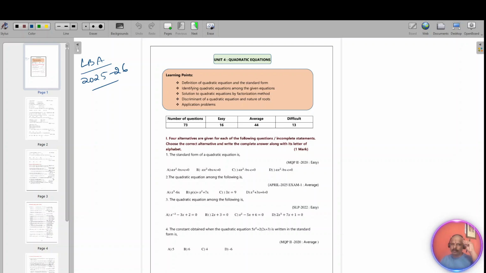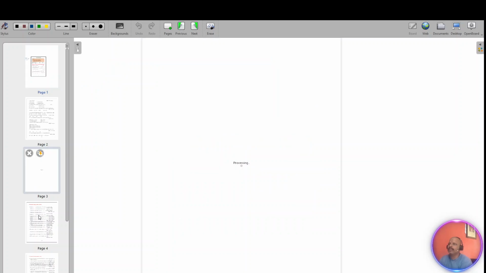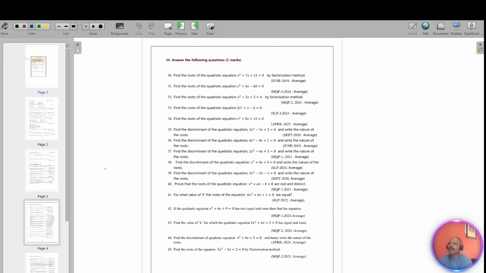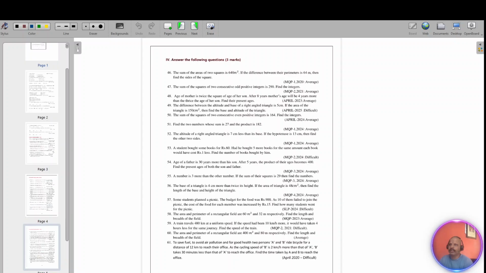Hello students, in this class we'll see quadratic equations, 10th standard LBA, lesson based assessment 2025. We have seen in the previous class the 1 mark questions, 2 mark questions and 3 mark questions, and also we have seen up to the 54th question. In this class we'll start with the 55th one.